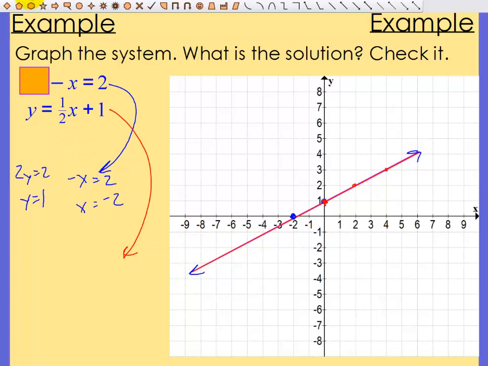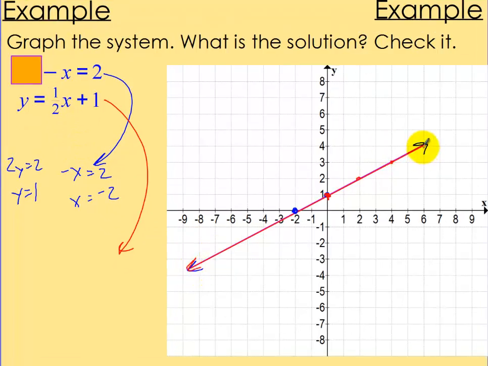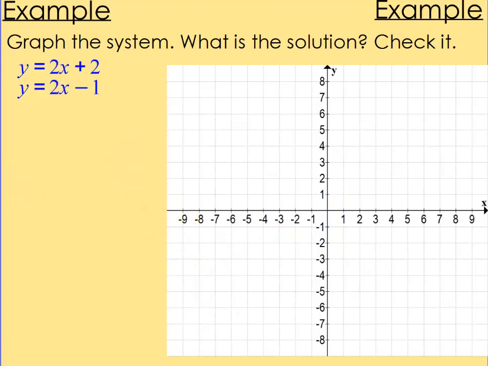So in this case, both of these equations graph the same line. So what's the solution in this case? Infinite solutions. Infinite solutions, because it's the same line. And, yep, that's my answer. Let's see, next one. Pause the video.